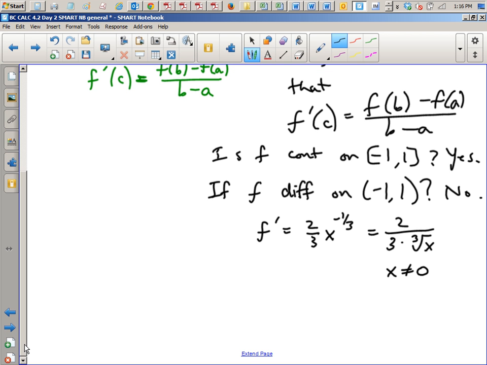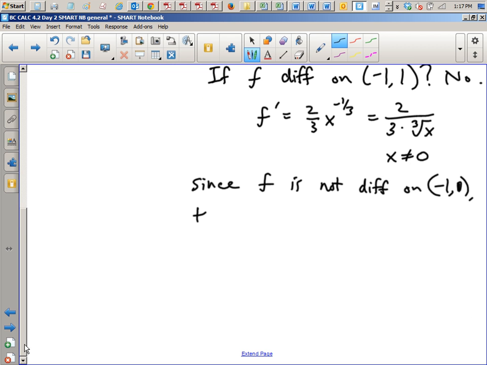Since this failed the conditions of the mean value theorem, we will not pursue this phase where we calculate c. It's not worth it. This function on this domain does not qualify for the mean value theorem. Okay. So since f is not differentiable on negative 1, 1, the mean value theorem does not apply. And if you guys don't mind, I'm going to start writing MVT instead of mean value theorem. Okay?